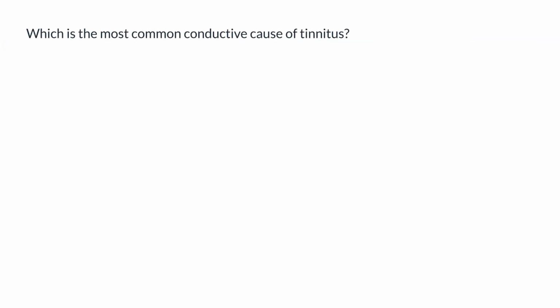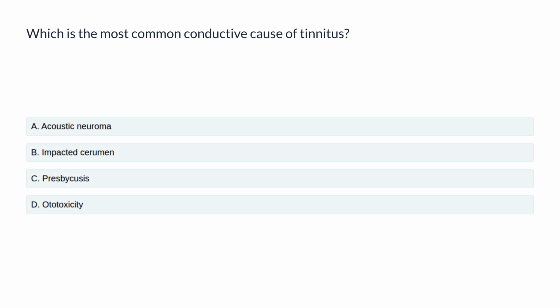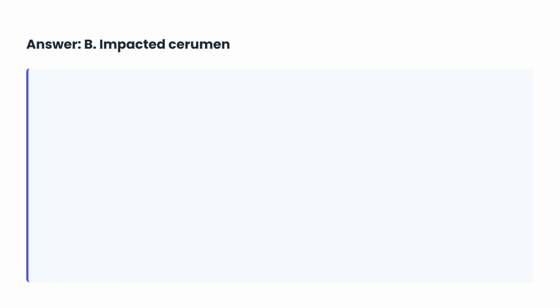Which is the most common conductive cause of tinnitus? Is it acoustic neuroma, impacted cerumen, presbycusis, or ototoxicity? The correct answer is B, impacted cerumen. Earwax impaction is a common, reversible conductive cause of tinnitus that typically resolves after removal.